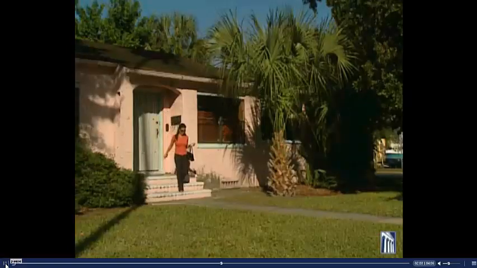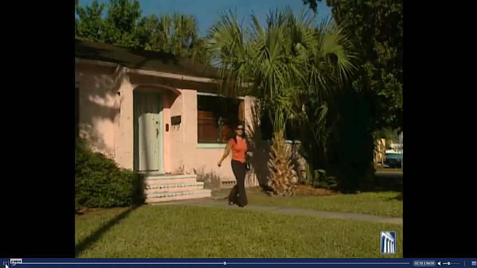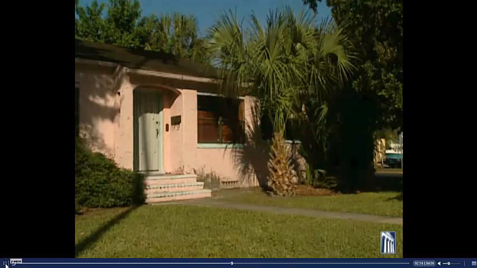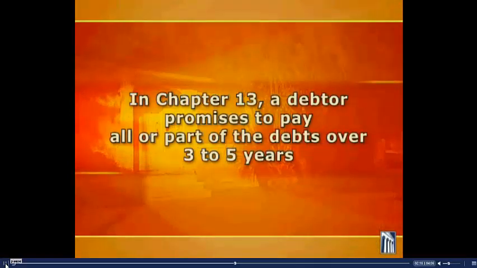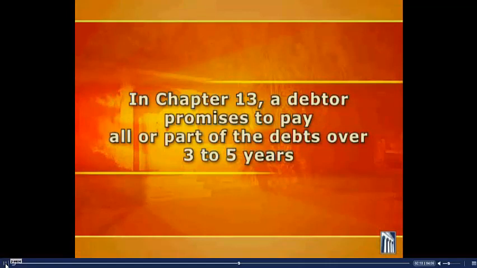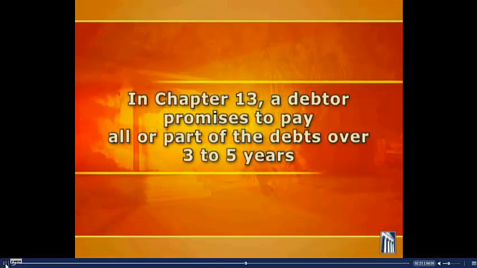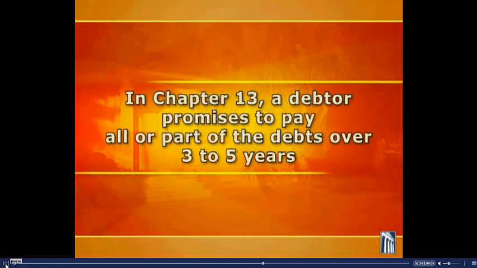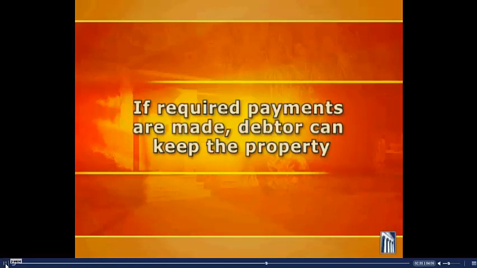A Chapter 13 case is often used by individuals who want to catch up past due mortgage or car loan payments and keep their assets. In Chapter 13, the debtor must propose in good faith to pay all or part of the debts from future income over a period of 3 to 5 years. If the court approves the plan, the debts may be settled in this manner, even if some creditors object to the plan. If the debtor makes the required payments, he or she will be able to keep his or her property.